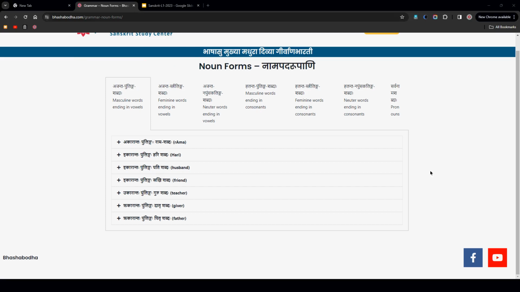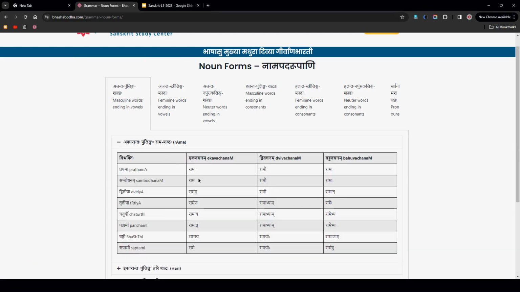But in the actual language, we cannot use these base forms. It has to be in one of these forms. There are 8 into 3, 24 forms for each noun. Again, we are not talking about verbs, only nouns. Each noun can have 24 forms which can be used in a sentence depending on its role, whether it is a subject, object, or used for something else. So depending on the role in a sentence, one of these forms will be used. But the dictionaries don't use these forms. They just use the base form for listing.